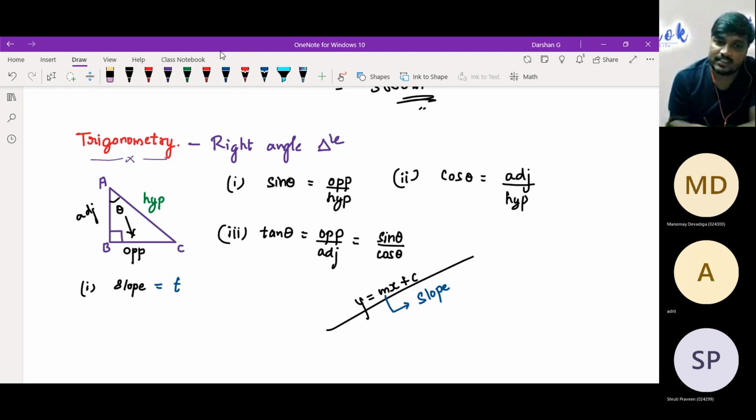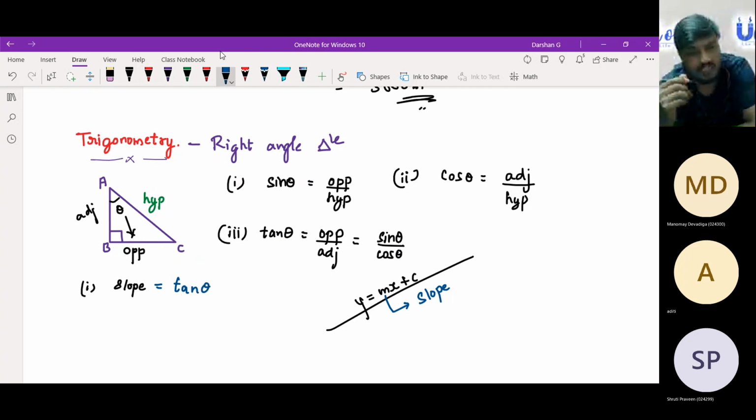You will use this extensively in the coming classes. You might have studied it in your physics, and you'll be studying it in your physics next year as well. So this is the overall idea about trigonometry.